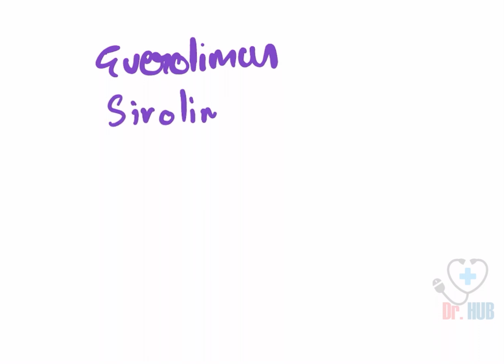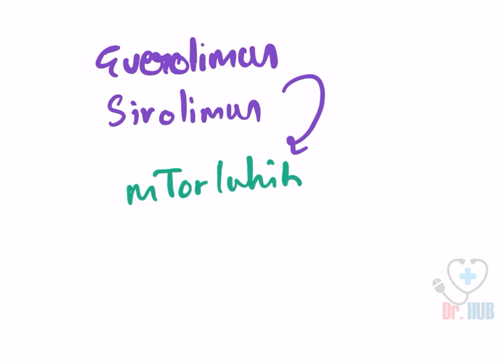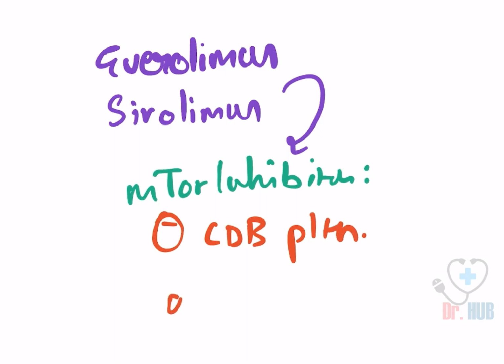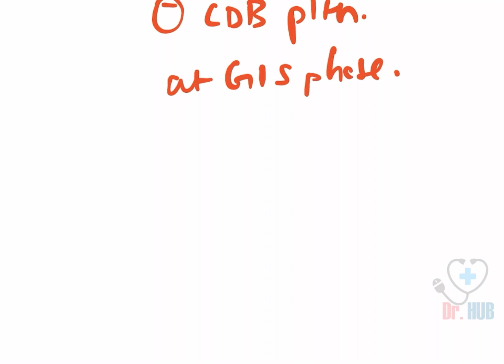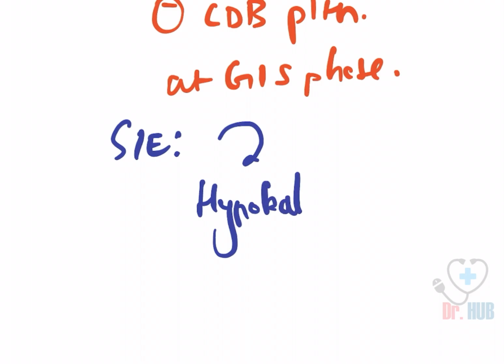Next, we look at the drug Everolimus and the sirolimus. So the Everolimus and sirolimus, they are the mTOR inhibitors. What it does is it inhibits the CDB proliferation at the G1S phase. So the side effect here is that hypokalemia. It is the side effect.